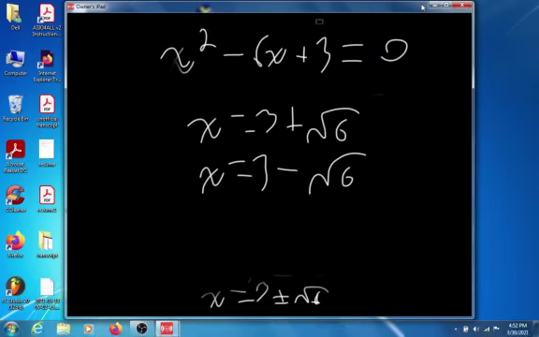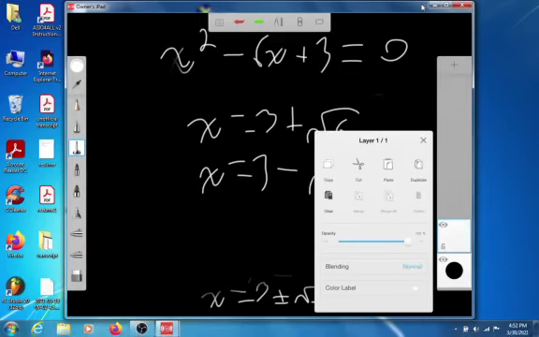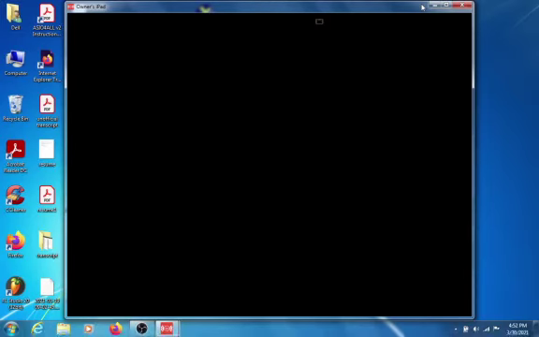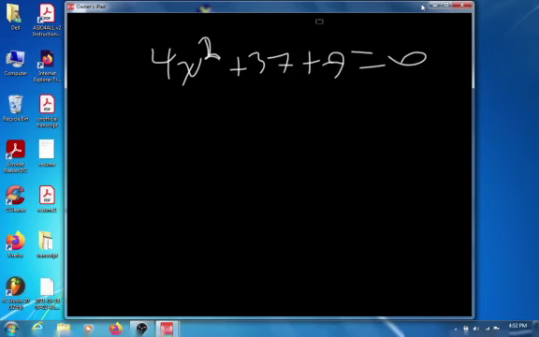Now, let's talk about the AC method. The AC method is another type of factoring. Let's say you have a quadratic equation in this form: 4x squared plus 37x plus 9 is equal to 0.